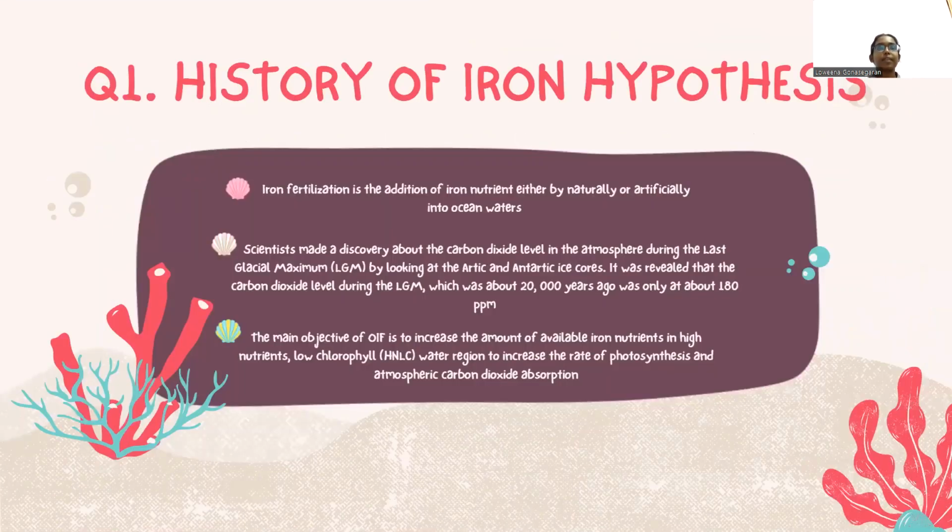So, what is ocean iron fertilization? It is the addition of iron nutrient, either naturally or artificially, into ocean waters. Scientists made a discovery about the carbon dioxide level in the atmosphere during the last glacial maximum by looking at the Arctic and Antarctic ice cores. It was revealed that the carbon dioxide level during the LGM, which was about 30,000 years ago, was only about 180 ppm. The main objective of OIF is to increase the amount of available iron nutrients in high nutrient, low chlorophyll water regions to increase the rate of photosynthesis and atmospheric carbon dioxide absorption.